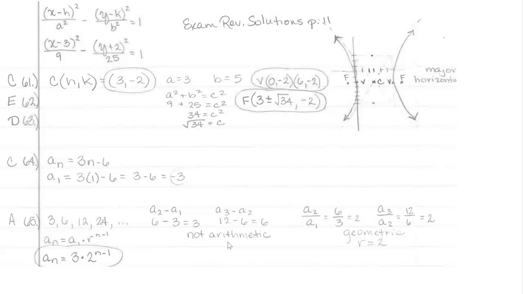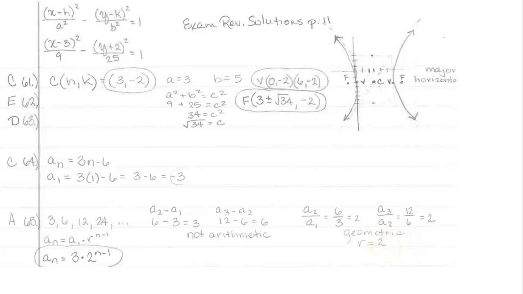So then let's check to see if it's geometric. If it's geometric, we should be able to take second term divided by first, third term divided by second, fourth term divided by third, and get the same thing every time. So we did second term 6 divided by first term 3 and got 2. We did third term 12 divided by second term 6 and got 2. If we did 24 divided by 12, we'd get 2. So we do have a constant ratio. This is geometric, and our ratio is 2.